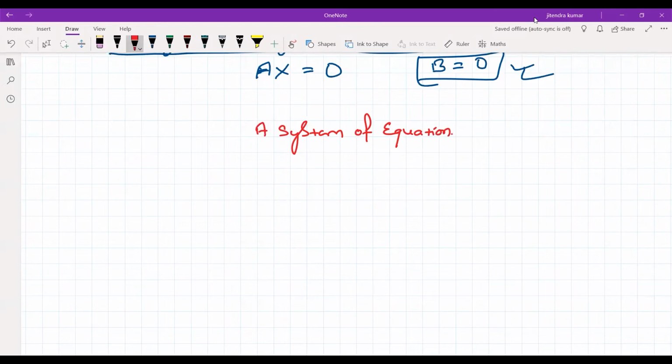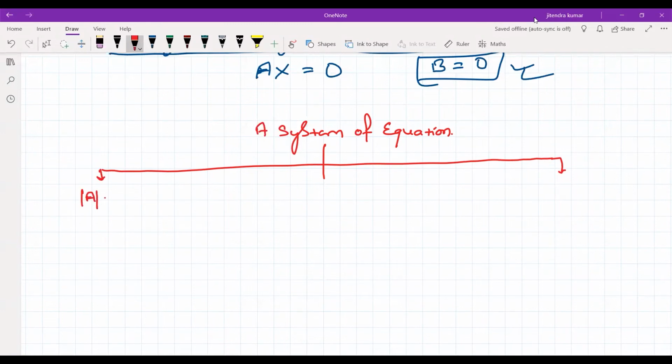So this is a system of equations. Now, in a system of equations, if we talk in terms of matrix or determinant, then we have two possibilities. Either the determinant of matrix A will be equal to 0, or it will not be equal to 0.